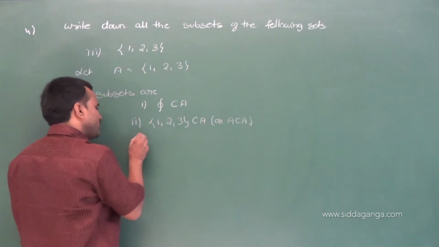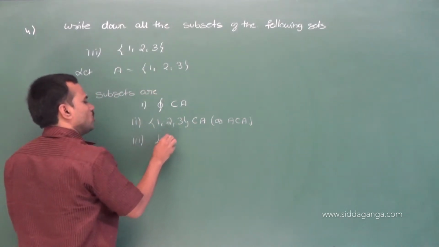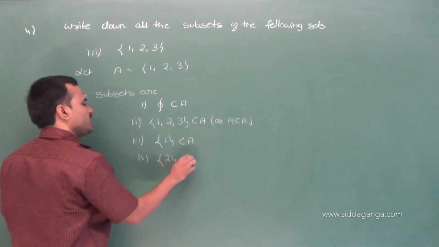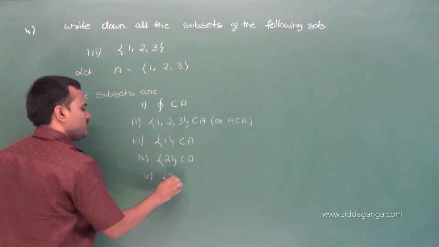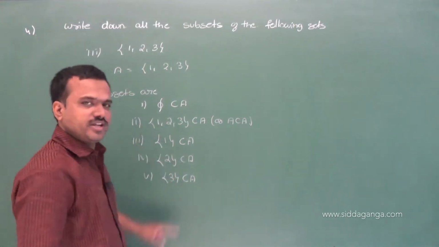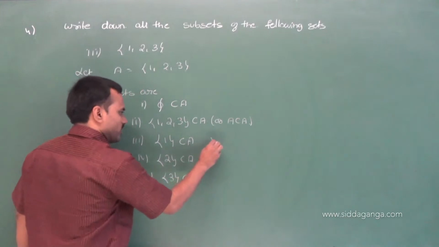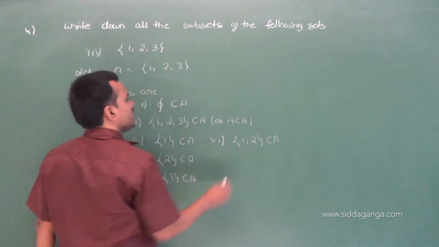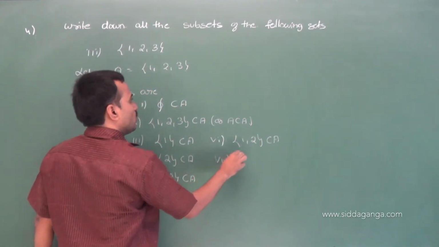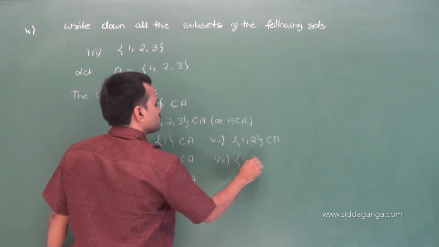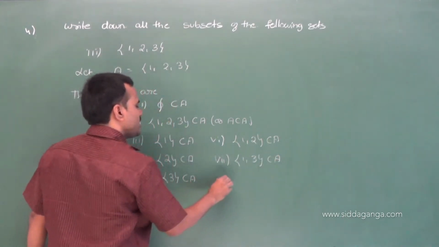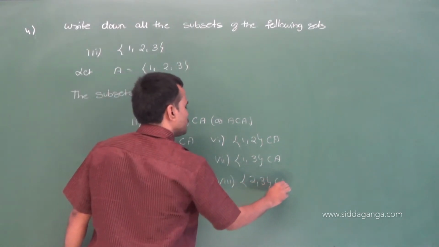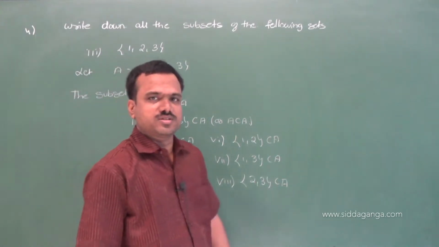So next, we write only single elements. {1} is a subset of A. Fourth one is {2}, a subset of A. Fifth one is {3}, a subset of A. Sets containing a single element are over. Sixth one, set containing 2 elements, {1, 2}. No doubt it is a subset of A. Seventh one, {1, 3} is a subset of A. Eighth one, {2, 3} is a subset of A.